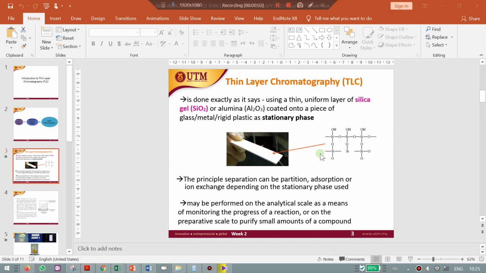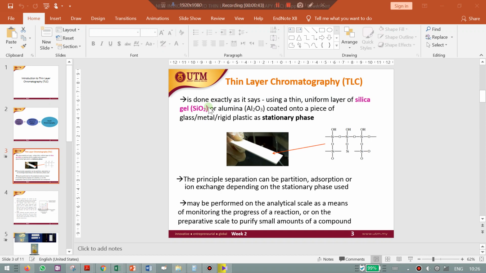Alright. TLC is done exactly as it says, using a thin, uniform layer of silica or alumina coated on a piece of glass, metal, or rigid plastic as the stationary phase. So in TLC, you can imagine you have a plate of paper, a plate of glass, a plate of plastic, or a plate of metal. It doesn't matter, but you have your silica or alumina coated on the surface. Okay, so bayangkan atas permukaan lapisan yang nipis, kertas ke atau plate tu, you ada silica or alumina yang bonded ataupun coated dekat on the surface. Okay, that alumina is the stationary phase.